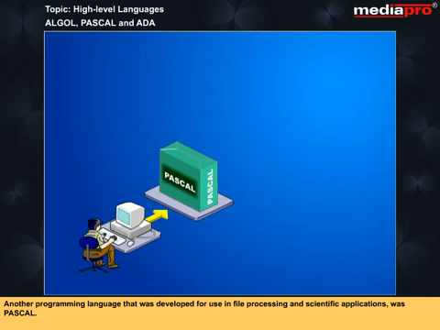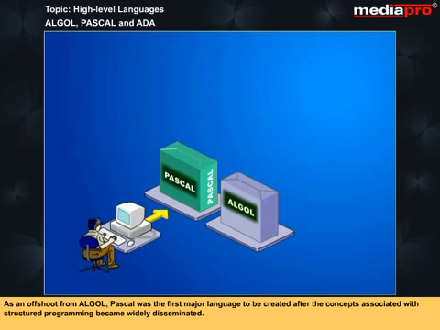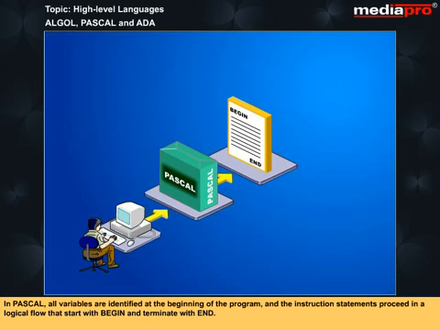Another programming language that was developed for use in file processing in scientific applications was Pascal. As an offshoot from ALGOL, Pascal was the first major language to be created after the concepts associated with structured programming became widely disseminated. In Pascal, all variables are identified at the beginning of the program, and the instruction statements proceed in a logical flow that start with begin and terminate with end.